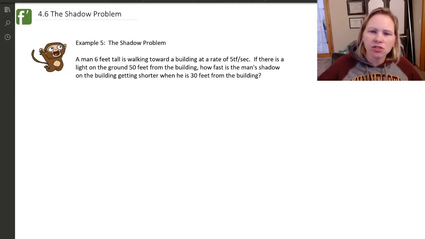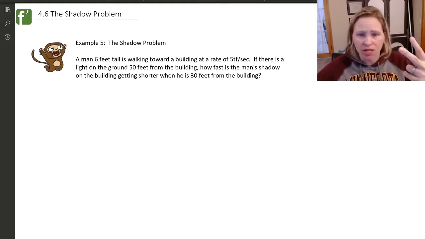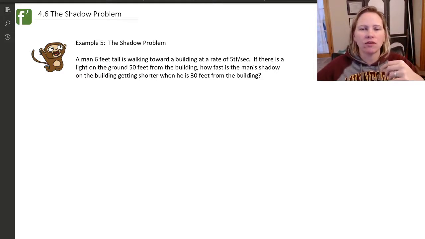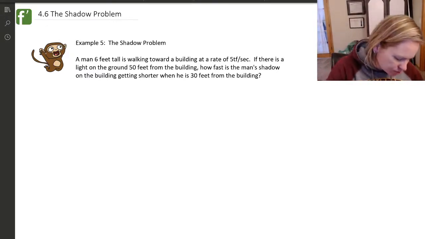And remember, our steps to solving a related rates problem are always the same. Draw a picture, write down what we know, figure out what we want to know and write that down, write an equation relating all of our variables, differentiate that equation with respect to time, and then solve for that unknown. So let's draw our picture.